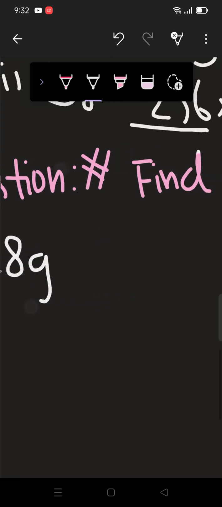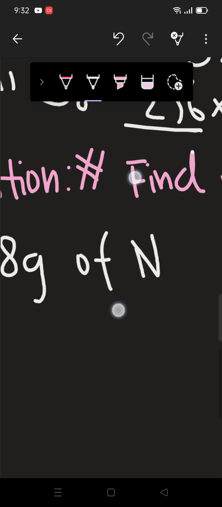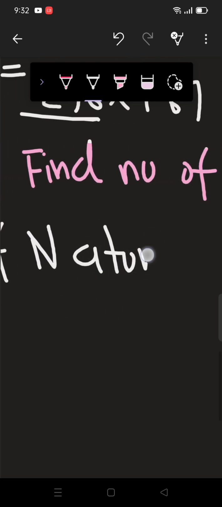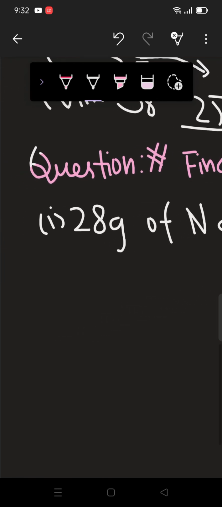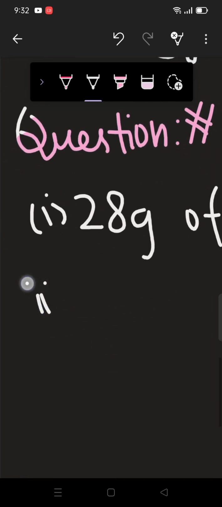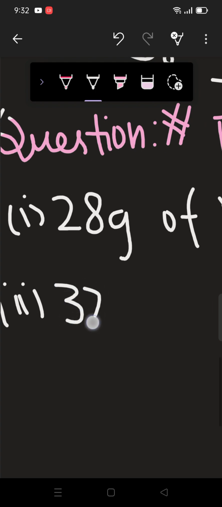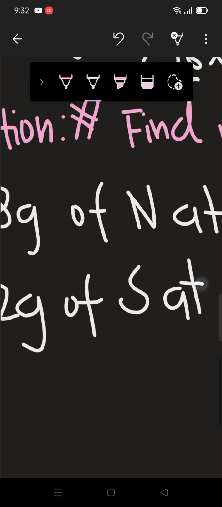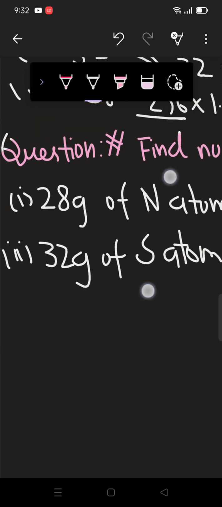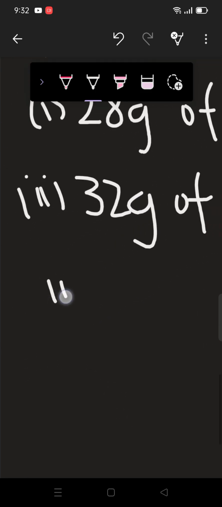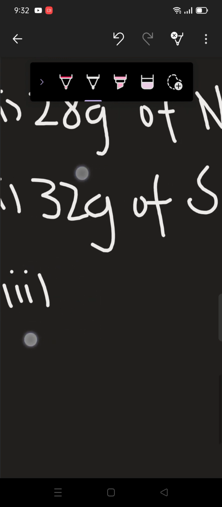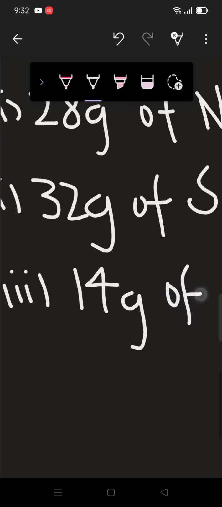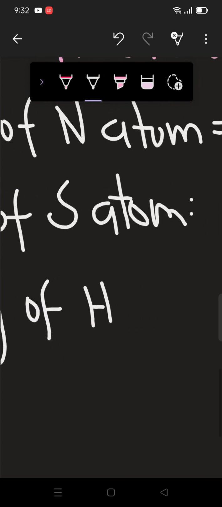So the first part is: we need to find the number of moles present in 28 gram of nitrogen atom. Now I hope you can do this by yourself as well. Second, we have 32 gram of sulfur atom, right? Last but not the least, we have 14 gram of hydrogen atom, right?